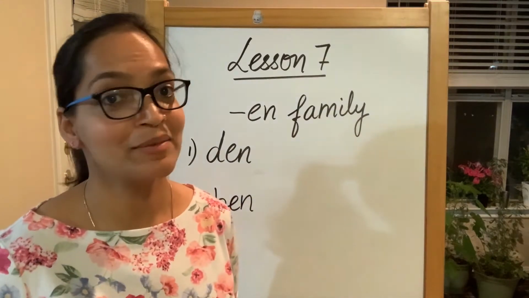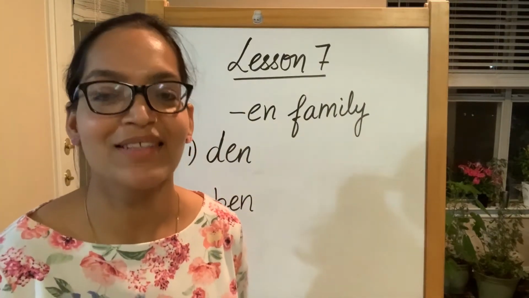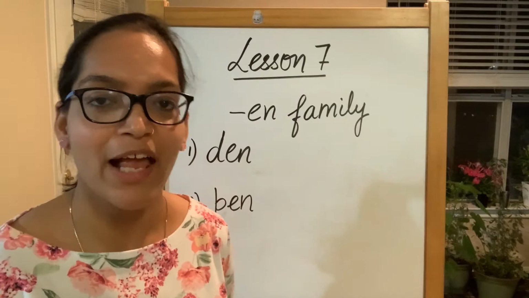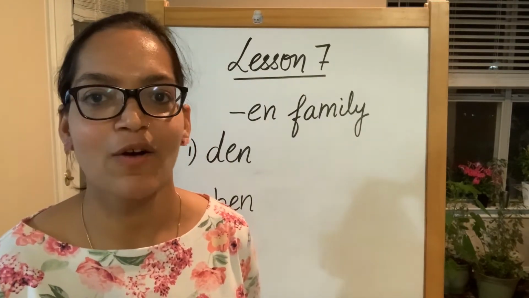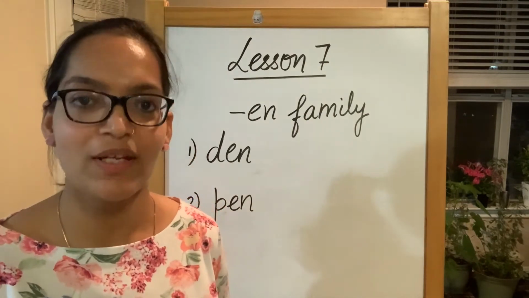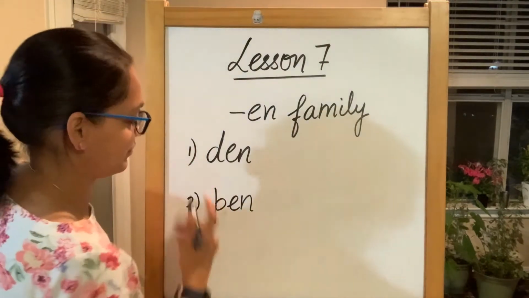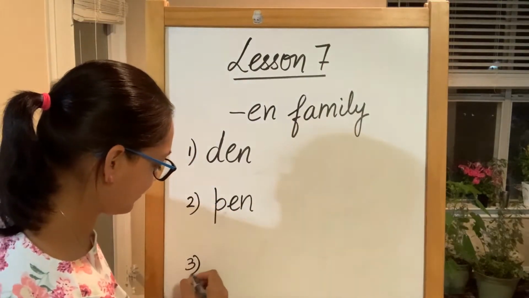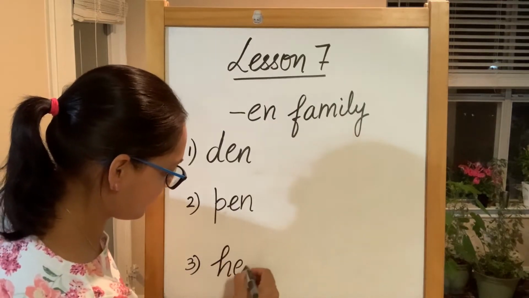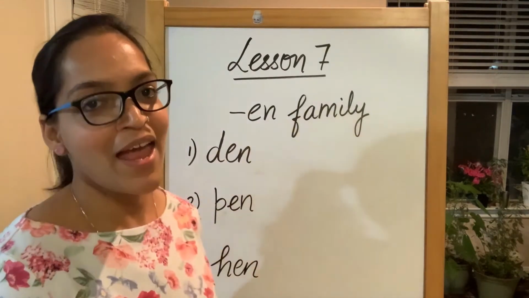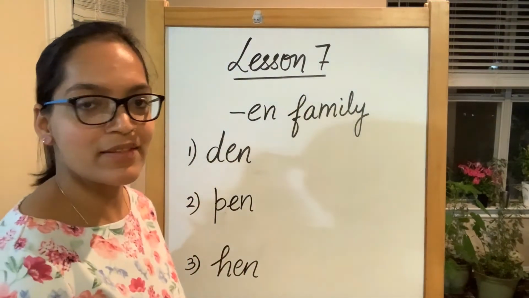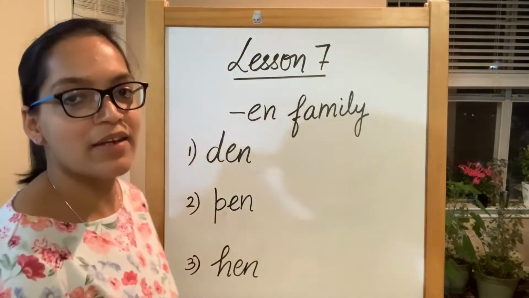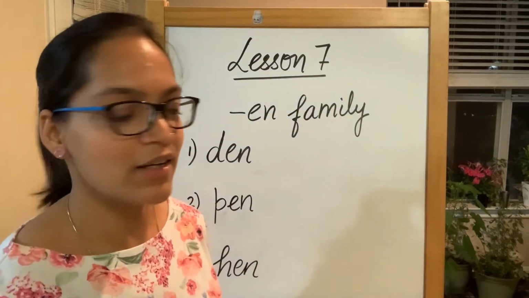The next one is pen, starting with P sound, alphabet P, E sound by E, and N sound by alphabet N. Pen. Hen: H sound produced by alphabet H, E sound produced by E, and N sound produced by alphabet N.